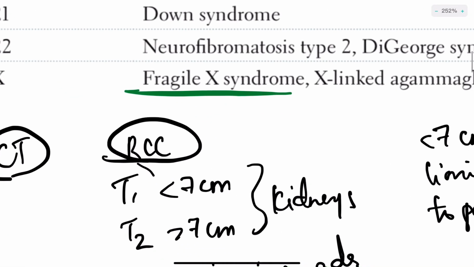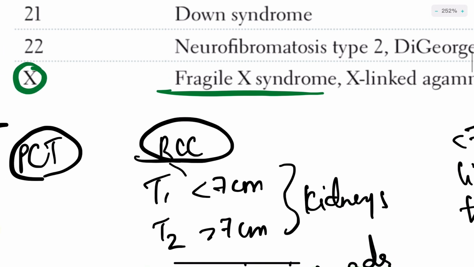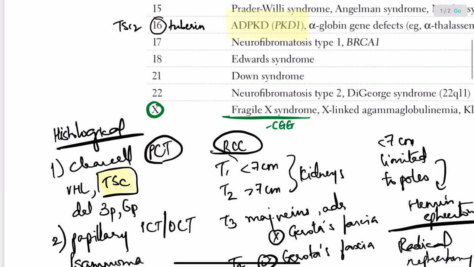Fragile X is going to be macroorchidism. That's on chromosome X, obviously. Okay, the trinucleotide repeat is going to be CGG, because there's going to be mental retardation, and this is going to be macroorchidism, etc. All right, so that is Fragile X syndrome. Fragile X is the second most common genetic cause of intellectual disability following Down syndrome. This is the most common genetic cause of intellectual disability, right?